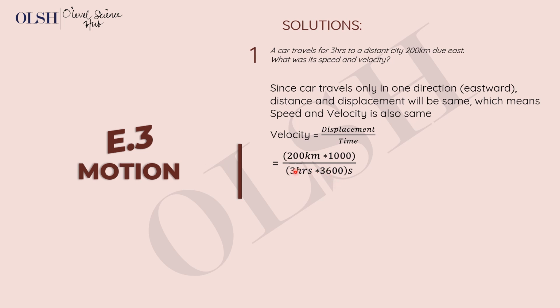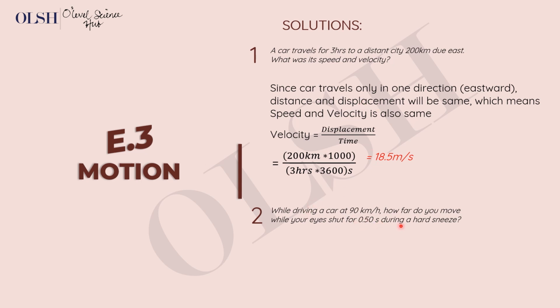That will mean 3,600 seconds makes an hour, and we have 3 hours here. So our answer, if we simplify this, is going to be 18.5 meters per second. Alright, please remember to note that this 18.5 meters per second is both the speed and the velocity, because displacement and distance in this case are the same. Okay, number 2.